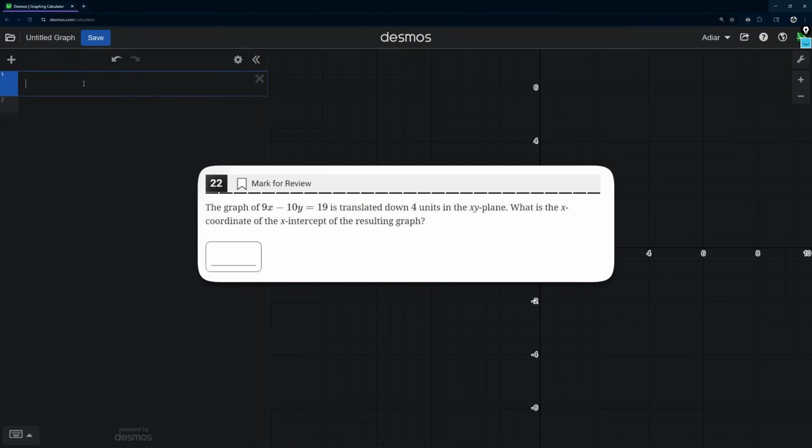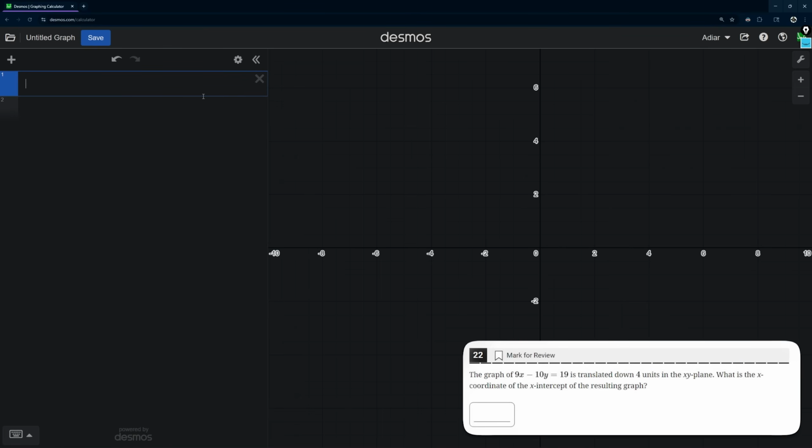This question says the graph of 9x minus 10y is equal to 19 is translated down 4 units in the xy-plane. What is the x-coordinate of the x-intercept of the resulting graph? So there are two different ways we can do this problem. Both of them will take equally as long, and it's just different ways of thinking about it.